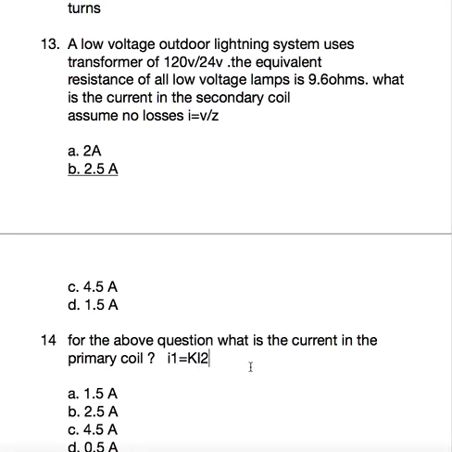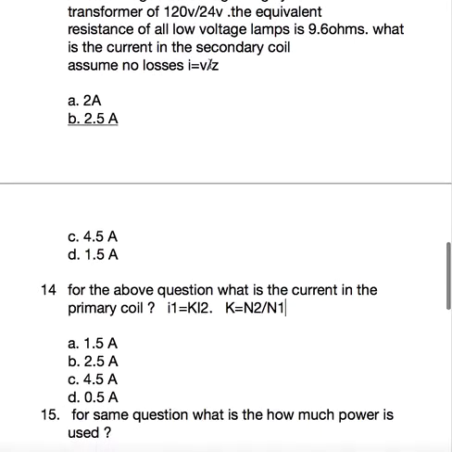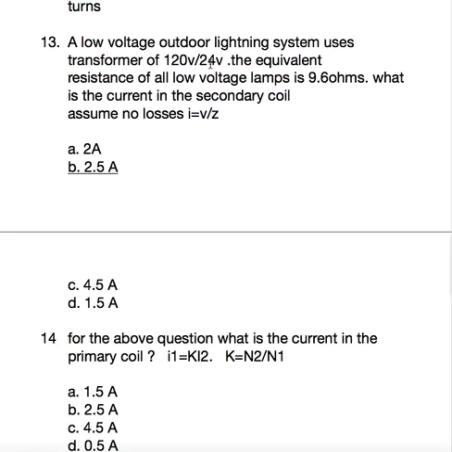What is K? K is equal to N2 by N1 or V2 by V1. In this case, they are not mentioning the turns, so we are considering V2 by V1. So 24 divided by 120 will be 0.2, into I1. I2 is 2.5.